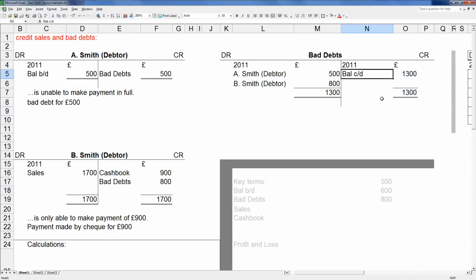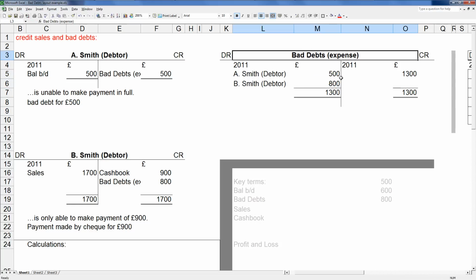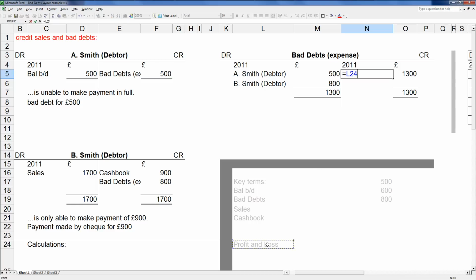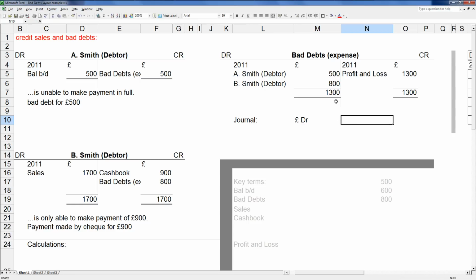So if we just think about what's happening there, what entry are we making here? Let's do a journal, which just dictates what entries you're making. You're writing down a list of entries. This is not in the ledger, by the way, it's just an extra thing to look at. Well, what is the debit entry? Let's do that first. Let's say this is profit and loss of 1300. Because we know the credit entry is in the bad debts account. So bad debts account, credit entry 1300.